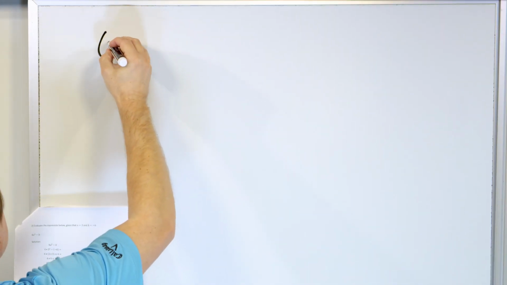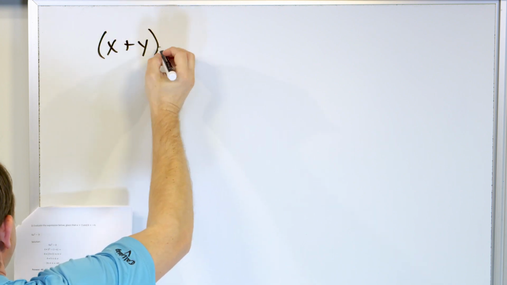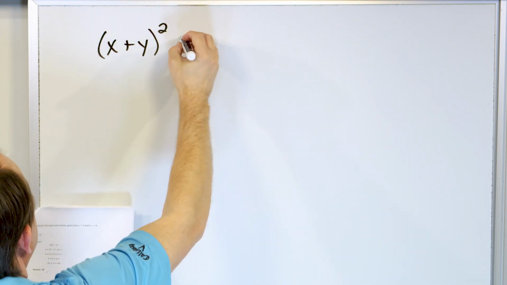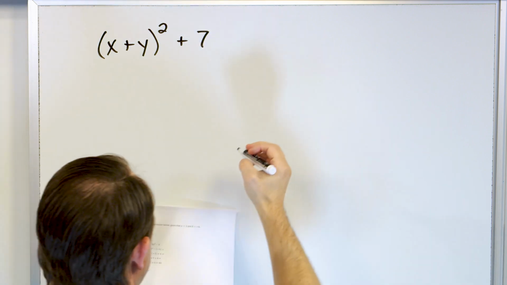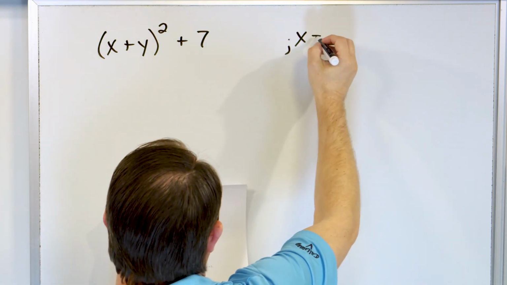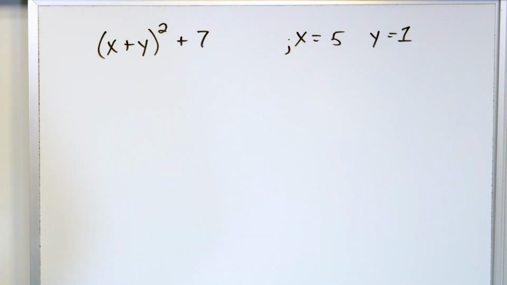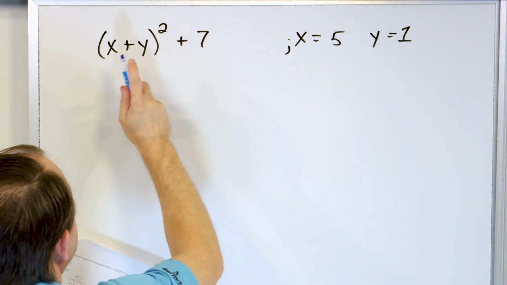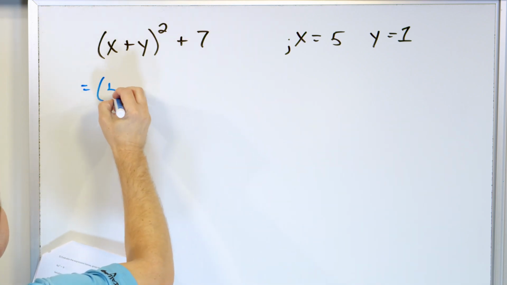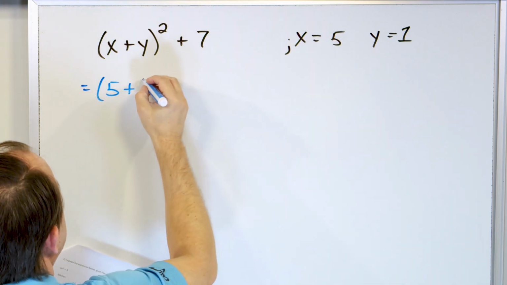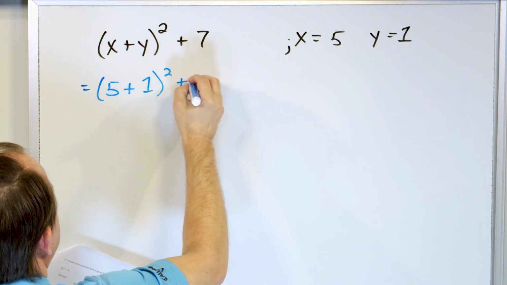All right, let's increase the size of this a little bit. The expression is x plus y, and the entire quantity is squared, and then I'm going to add 7 to the result. And I'm going to tell you that x is equal to 5 and y is equal to +1. And those need to go into those positions. So x is 5, so what we're going to have here is 5 plus y, which is 1, and then we have a square, and then I have a +7.